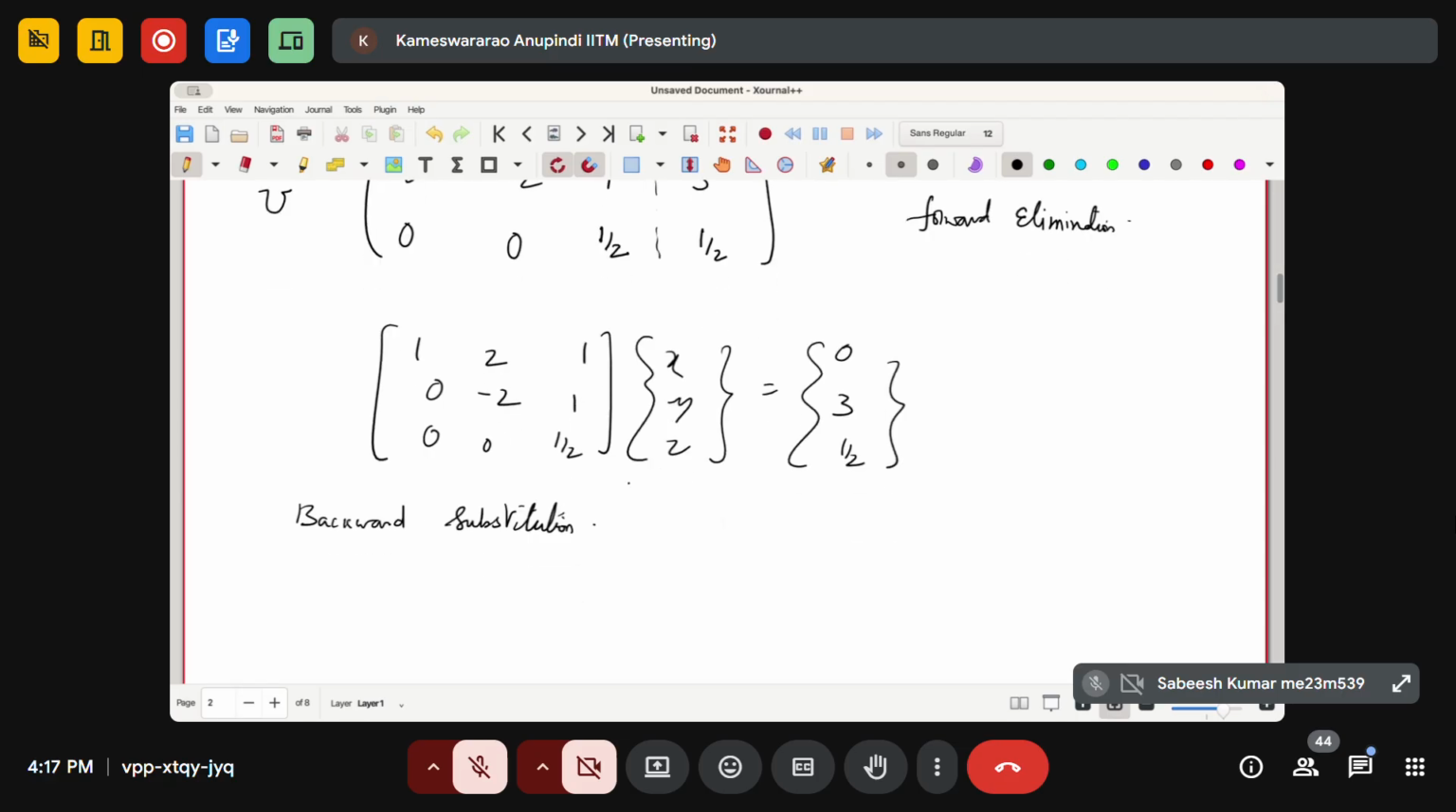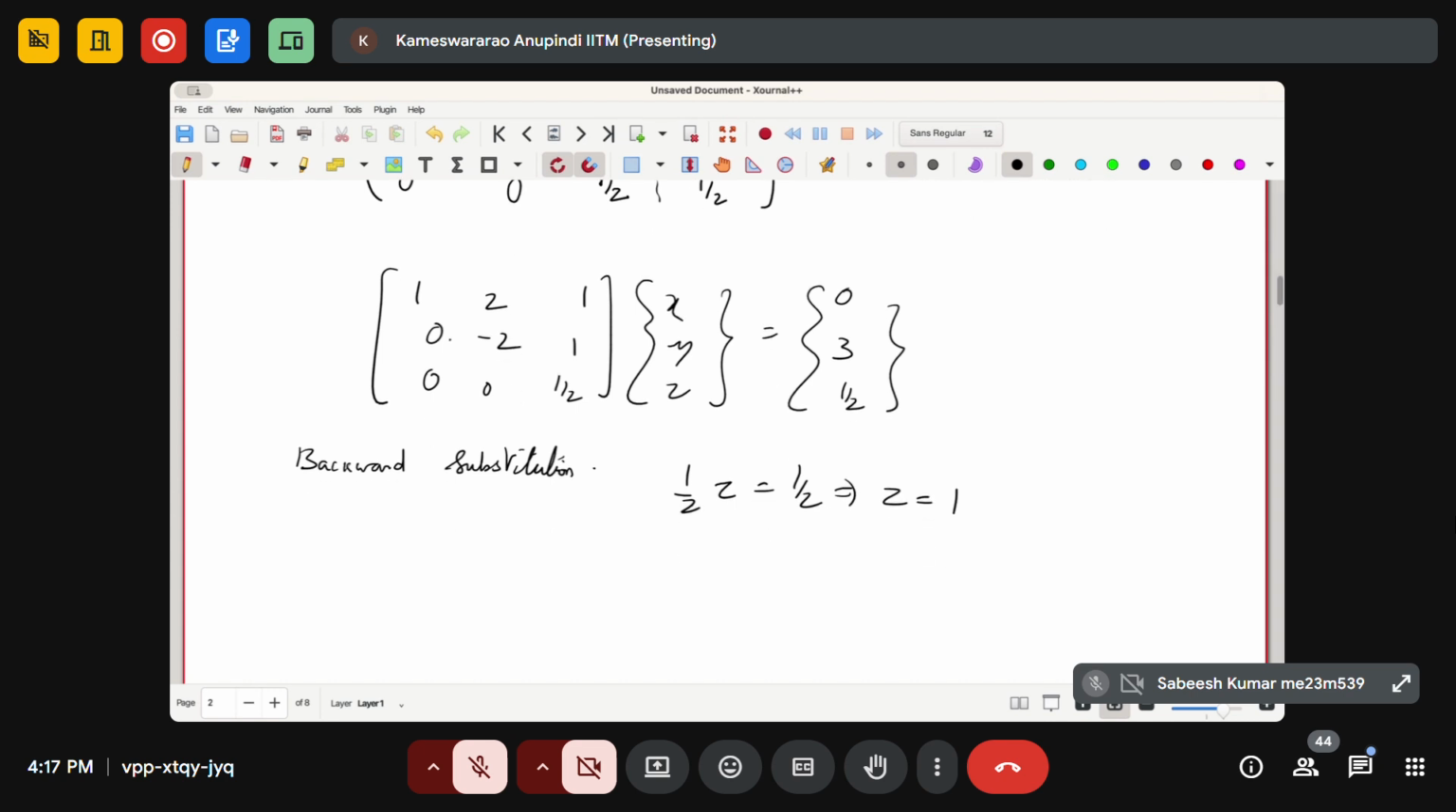That is going to be 1/2 times z equals 1/2. That means z equals 1. And then when I multiply this with this, you're going to get 0 times x, that is 0. You have minus 2y plus z equals 3. Substituting z equals 1 is going to give you minus 2y equals 2. That means y equals minus 1.